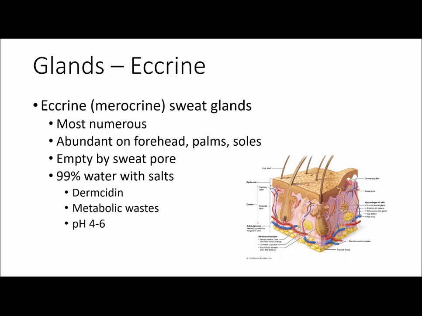These are your eccrine sweat glands. They're considered to be merocrine sweat glands, so they secrete their products via exocytosis. And these are the most numerous types of glands that you're going to find in the integumentary system. They're found everywhere on the body, but they're the most abundant on the forehead, the palms, and the soles of your feet.